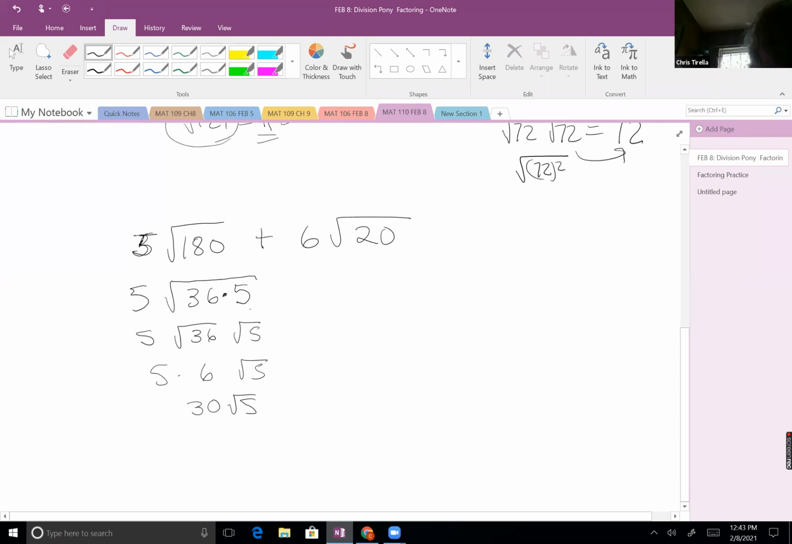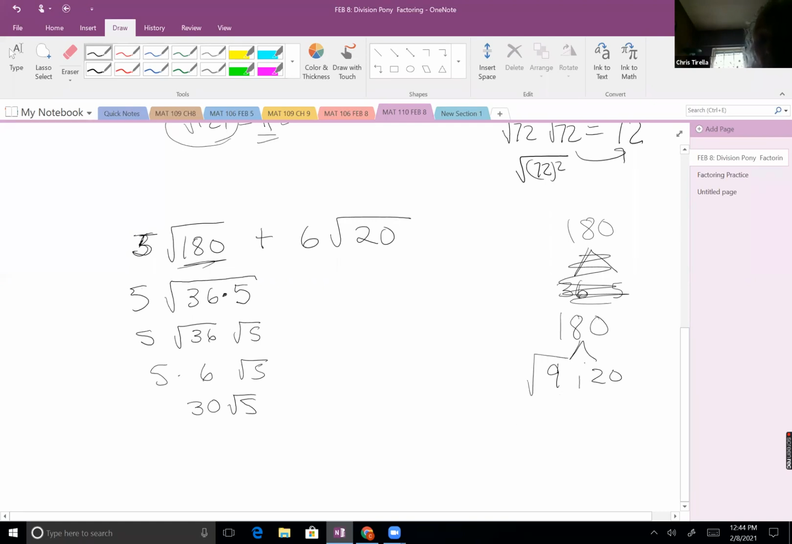This 5? Yes. I just have to say what numbers multiply to 180 where one of them is a perfect square, and I'm looking for the biggest one. Because I got multiplication facts drilled into me as a little kid, I recognize that's 36 times 5. If you didn't see the 36 and the 5, you might have said, well, that's 9 times 20. 9 is a perfect square. We could do that.